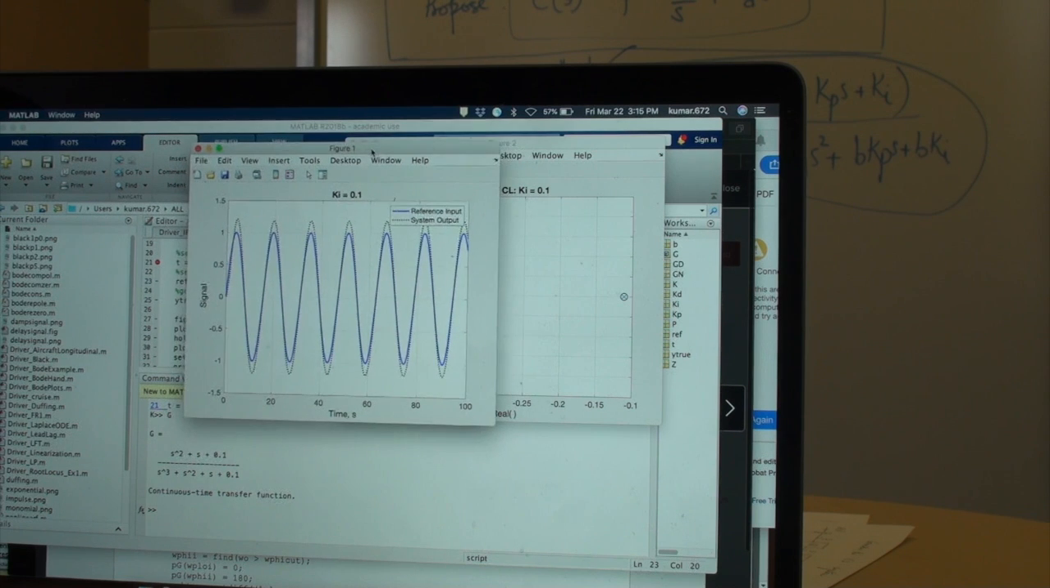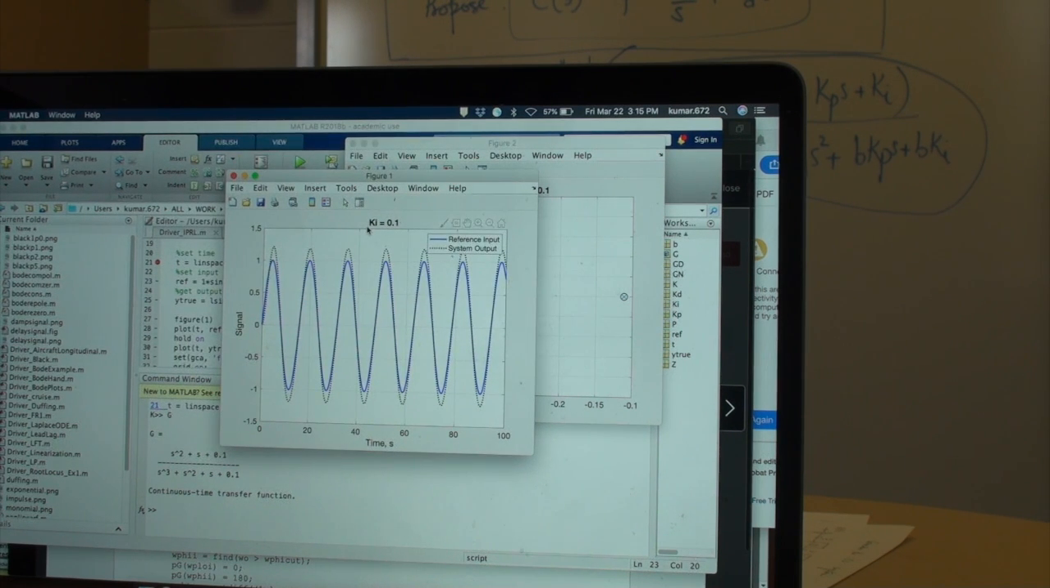There you go. So KI, which is the integral gain, is 0.1, right? The blue is the reference input. We want the system to follow that. The system output is the black. It doesn't quite follow it. It depends on what you're trying to achieve with this. Maybe this is good enough for you, maybe it isn't, right? So that's what you have with KI equal to 0.1.